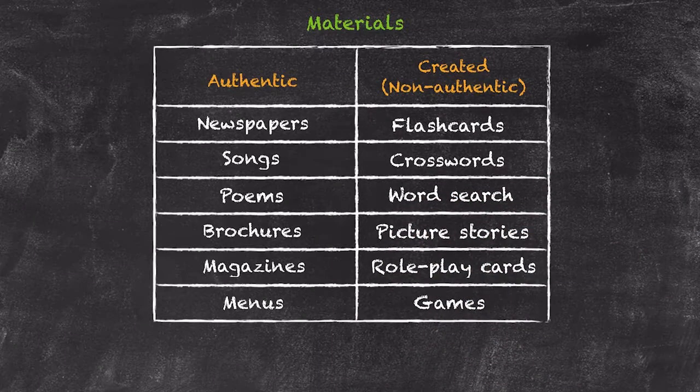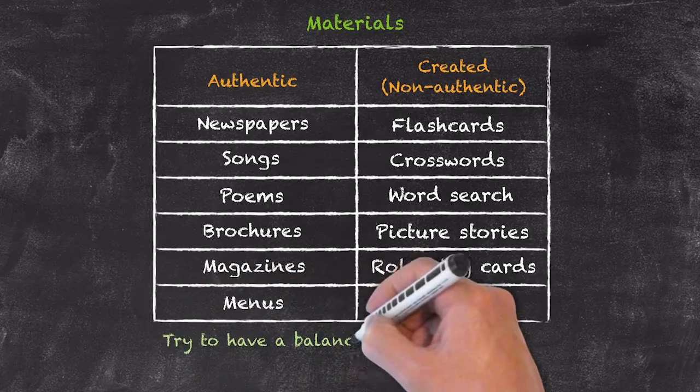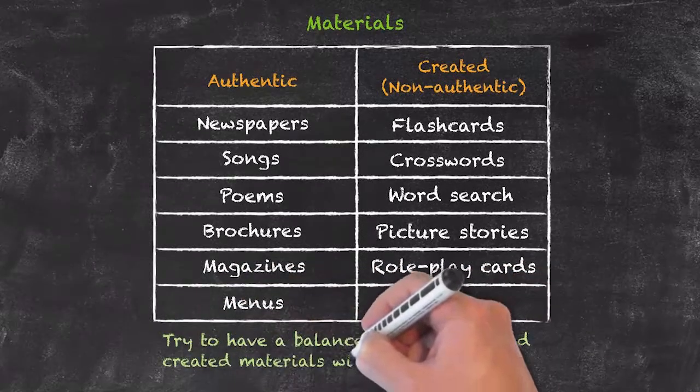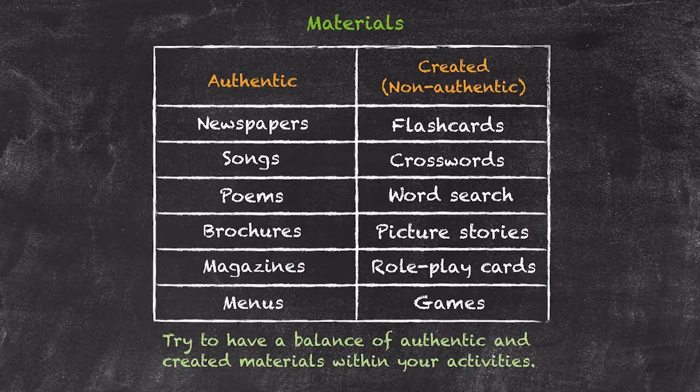In terms of the materials that you use in the classroom, what we should try to do is to create a good balance of authentic versus created materials. Authentic materials have certain advantages in that because they are real, the students tend to give them a little bit more value than those that have been created. So try to have a balance of authentic and created materials within your activities.